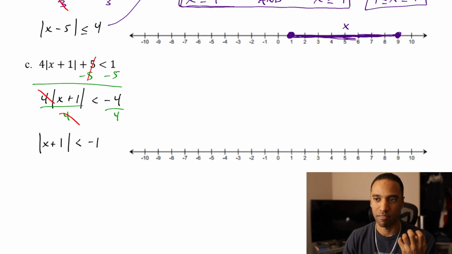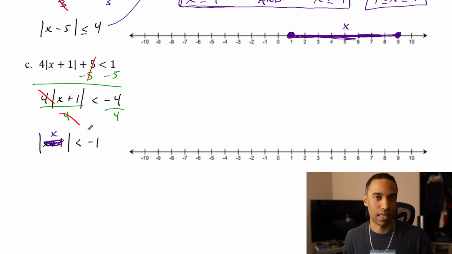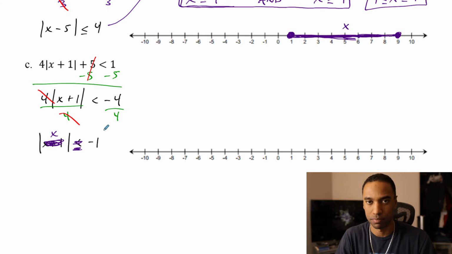On the left side, you have an absolute value. Doesn't matter if it's x plus 1 or x or whatever it is. In fact, let's hide this for a second. Let's pretend it's just an x. The absolute value of some number is less than -1. Heck, let's even say equals -1 here. Can I take the absolute value of something and make it negative? That's really the question right now. Can I take the absolute value of something and make it negative? The answer is no. We can't.